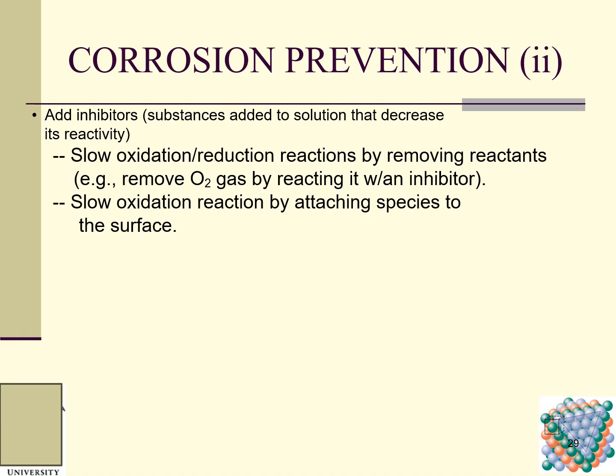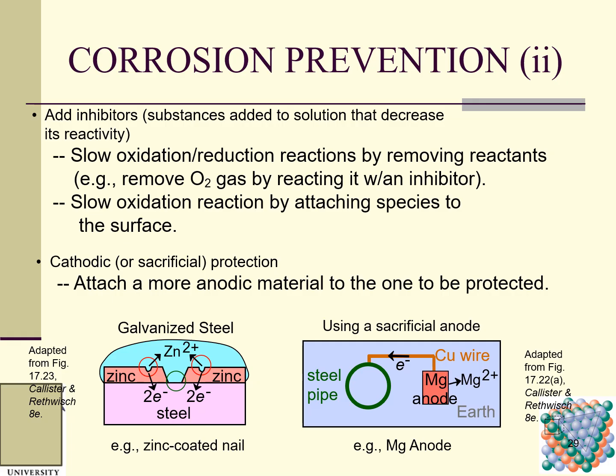For example, we can slow oxidation and reduction reactions by removing reactants, such as removing oxygen gas by reacting it with an inhibitor. This is one very, very good way. Another is to slow the oxidation reaction by attaching species to the surface. That is called sacrificial material, so cathodic or sacrificial protection. Attach a more anodic material to the one to be protected. For example, for a steel pipe, we want to minimize or eliminate corrosion of the steel pipe, and then we use Mg here.